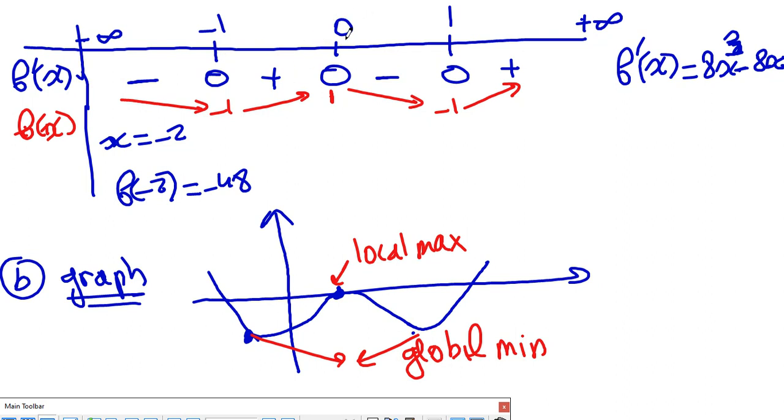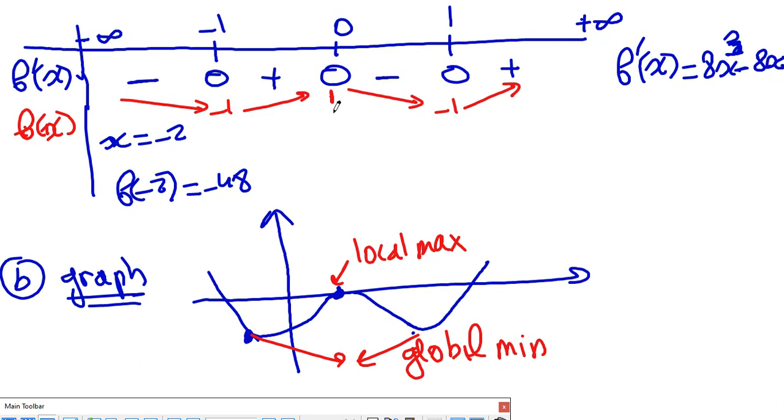Then you take any point between 0 and 1, for example 0.5. It will give you a negative answer. And any point bigger than 1 will give you a positive answer. So when f prime of x is negative, it means f is decreasing, and then increasing, decreasing, increasing. So now I can also specify the nature of these extrema. When I'm decreasing then increasing, minus 1 will represent a minimum.